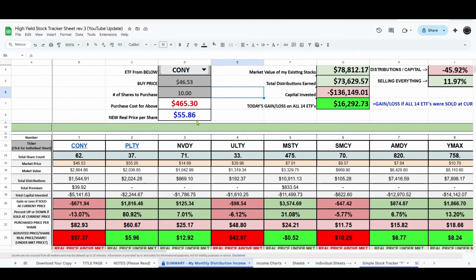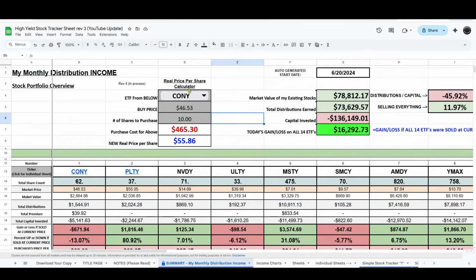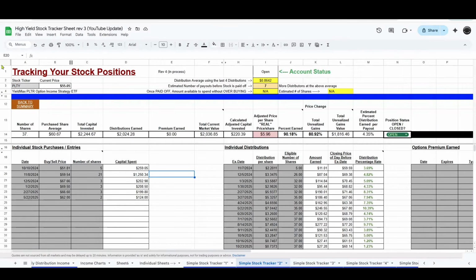So that's one thing that I have added that will be part of that Rev 4 of my stock tracker sheet. Now, one of the suggestions that was provided in my Discord was to help be able to manage through the sheets. Rather than saying, okay, I want to look at PLTY right here, so I need to find that sheet. And then you would scroll across the bottom, find the one that is for PLTY, click it, and now you would be in that individual sheet for PLTY.